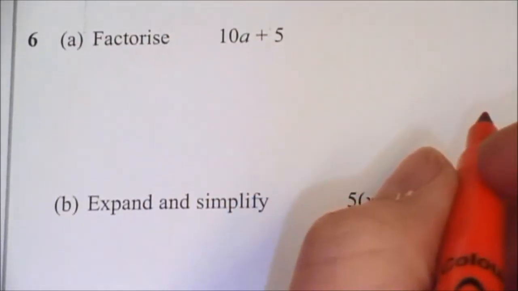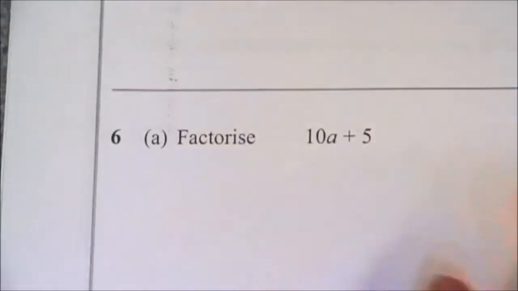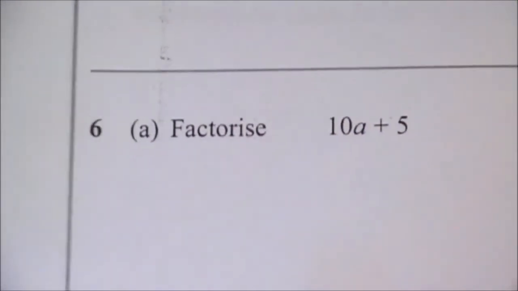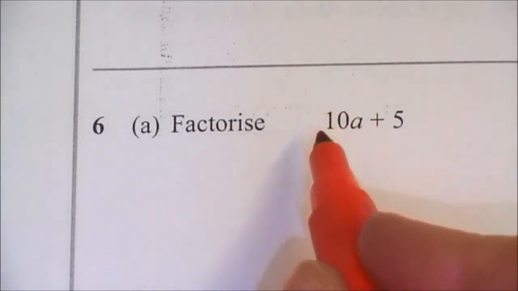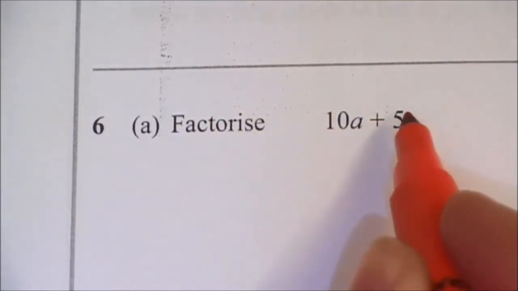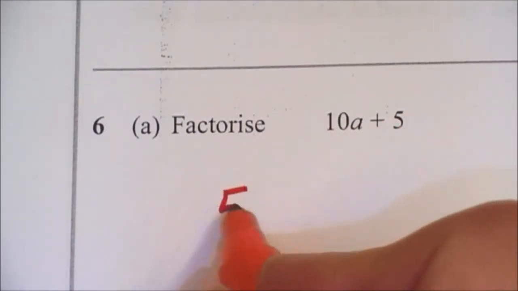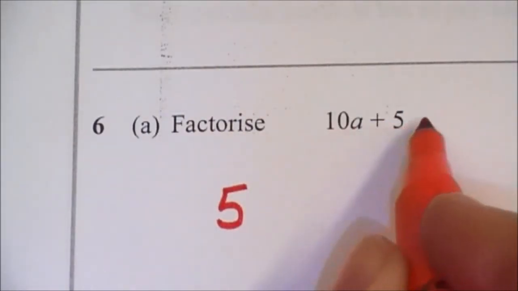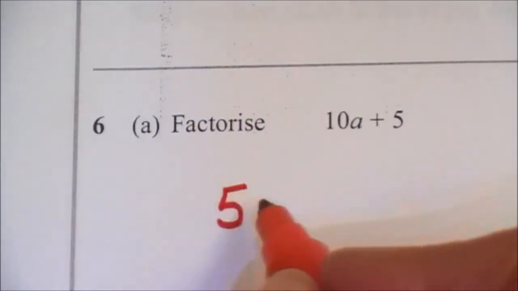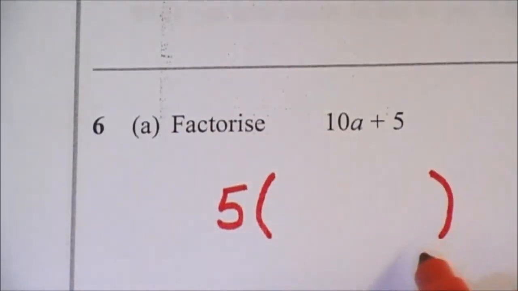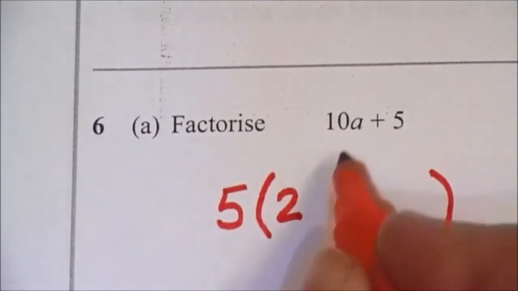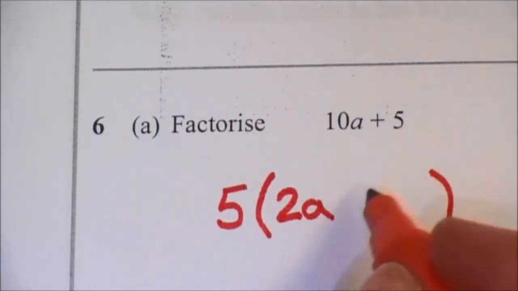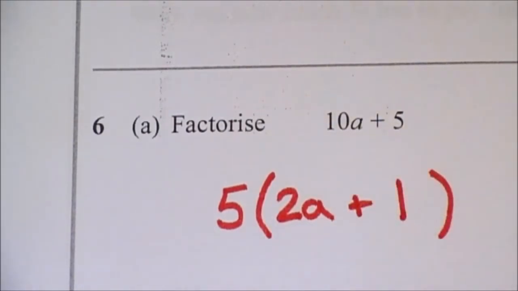Question 6 is a factorising question, and to factorise means to remove the highest common factor from both terms and write it in a bracket. So I need to look at what goes into 10a and what goes into 5. Well, the highest number is 5. No letters go into both of them because 5 doesn't have any letters. So I'm going to do 5, open brackets. Now 5 times what is 10a? Well, 5 times 2 is 10, and then I need an a. And 5 times 1 is 5. So it's 5, open bracket, 2a plus 1.